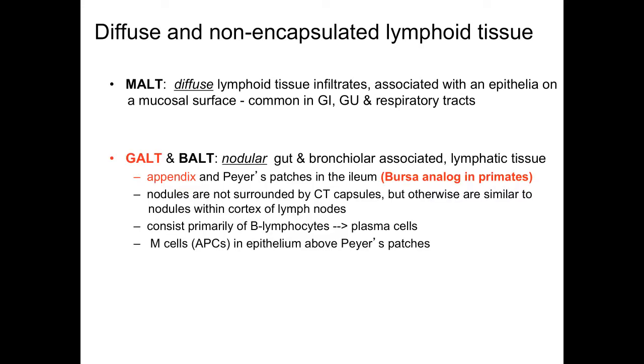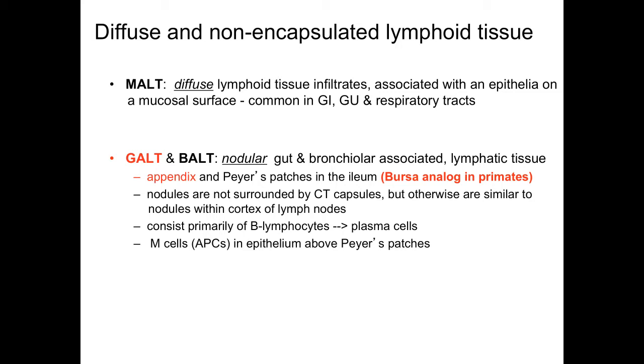We can contrast that to gut-associated lymphatic tissue and bronchiola-associated lymphatic tissue, so-called GALT and BALT. This is nodular lymphatic tissue, and you'd find it very commonly in the appendix and in Peyer's patches, most notably in the ileum. As an aside, the Peyer's patches are probably the bursal analog in primates. Remember, the bursa of Fabricius was an organ found in birds, and that's where it was first discovered that B cells developed.